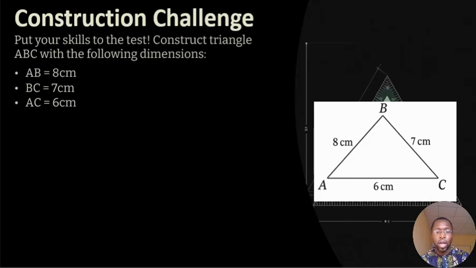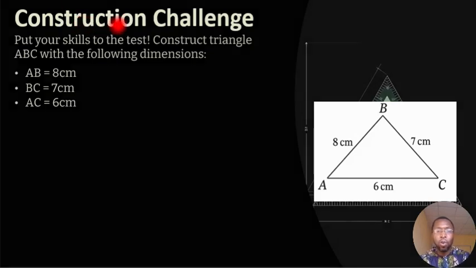Look at this now. Here we are to construct. It's a construction challenge. I want to see how good we are in constructing a triangle. So here we are to construct triangle ABC with the following dimensions: AB equals 8 centimeter, BC equals 7 centimeter, and AC equals 6 centimeter.